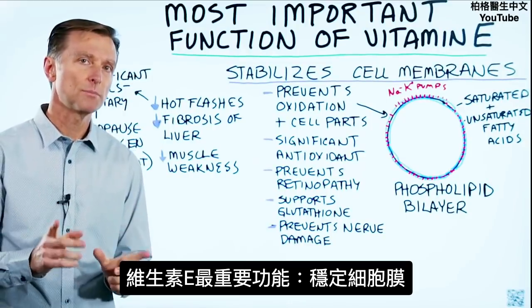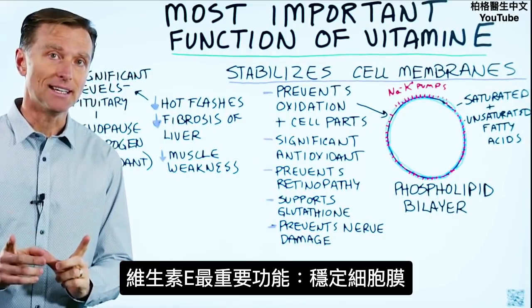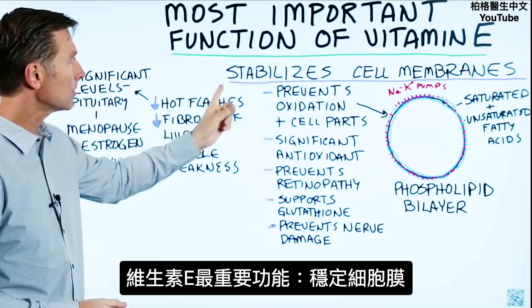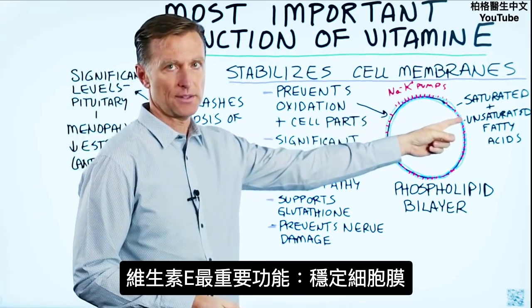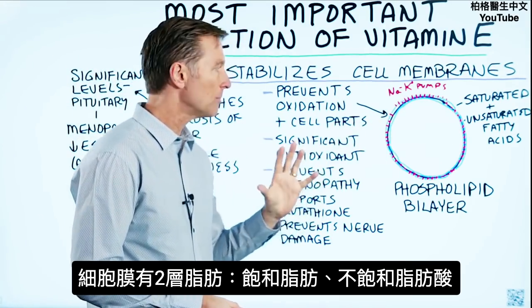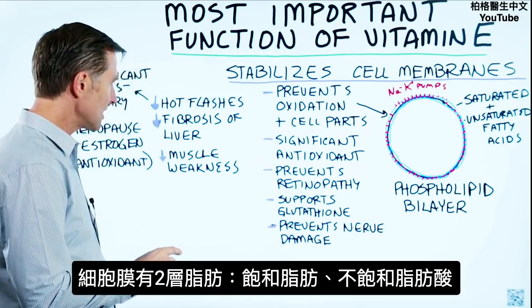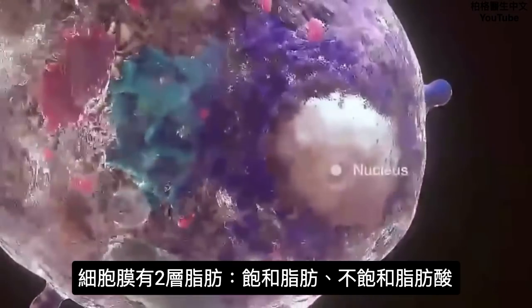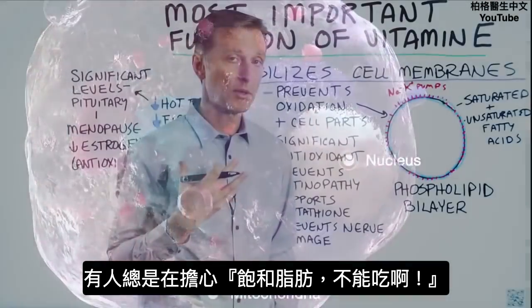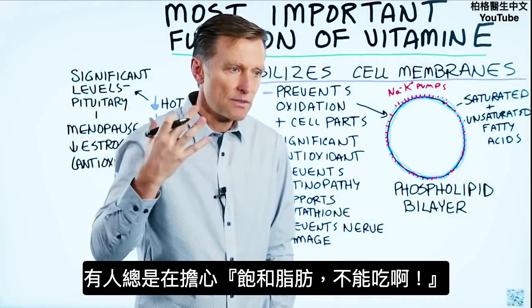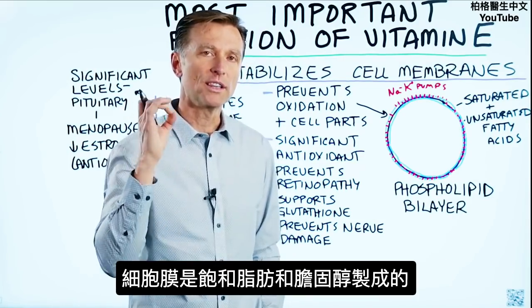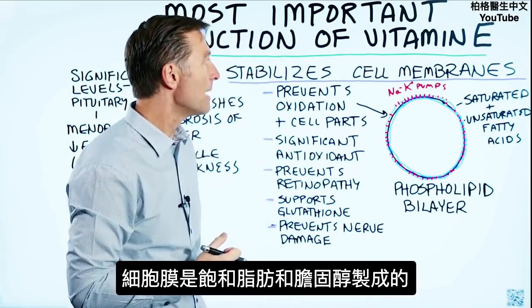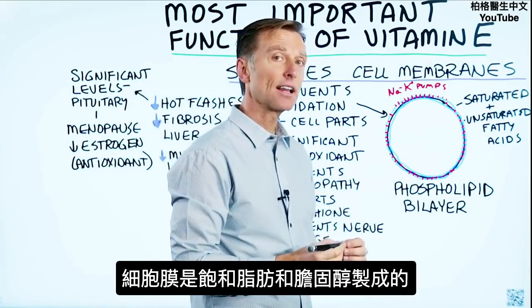Let's talk about the most important function of vitamin E, and that is it stabilizes cell membranes. Now, what's interesting about the cell membrane is that it has a double layer of fat, both saturated and unsaturated fatty acids. So people are always concerned about, oh my gosh, saturated fat, you need to avoid it. Well, the cell membrane is made out of saturated fat and cholesterol.